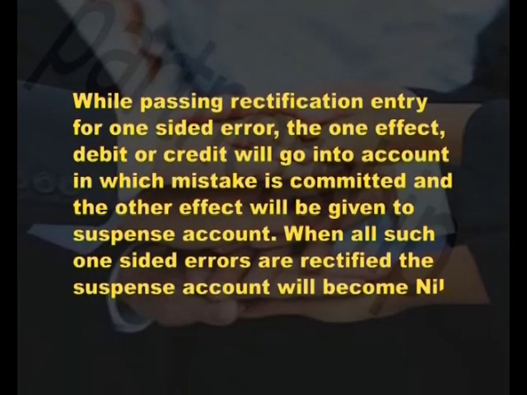When a trial balance does not tally, the difference is put to an account named suspense account. The difference is either debited or credited. With the help of suspense account, the trial balance is artificially tallied. While passing a rectification entry for a one-sided error, one effect, debit or credit, will go into the account in which the mistake is committed and the other effect will be given to suspense account. When all such one-sided errors are rectified, the suspense account will become nil. While rectifying double-sided errors, suspense account will not be affected.